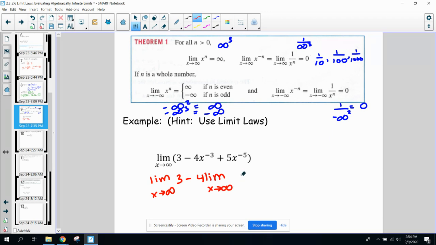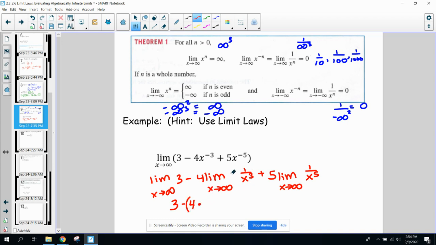And so x to the negative third is the same thing as saying 1 over x to the third. I'm just changing it to that positive exponent. And then plus 5 times the limit as x approaches infinity. X to the negative 5 would be 1 over x to the fifth. So now I'm going to plug in infinity. I'm going to use direct substitution. Here there's nothing to substitute in because there's no variable, so that's going to stay 3. Then I have minus 4. I'm going to put a parenthesis here.